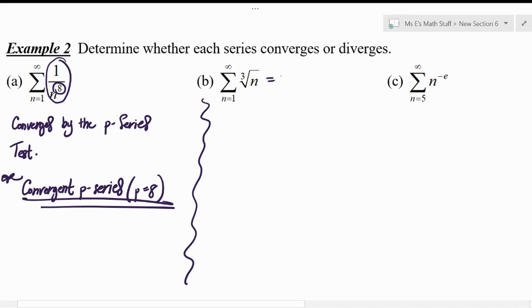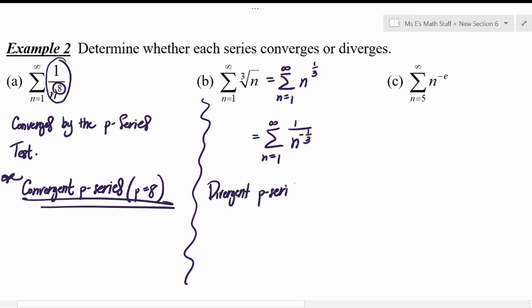Okay, for part B, the first thing I would do is make it look more like a p-series. So this is the sum as n goes from 1 to infinity of n to the 1/3, which is the same as the sum as n goes from 1 to infinity of 1 over n to the negative 1/3. And so your p-value this time is negative 1/3, which is less than or equal to 1. And so I would just say that this is a divergent p-series. And in particular, your p-value is negative 1/3.